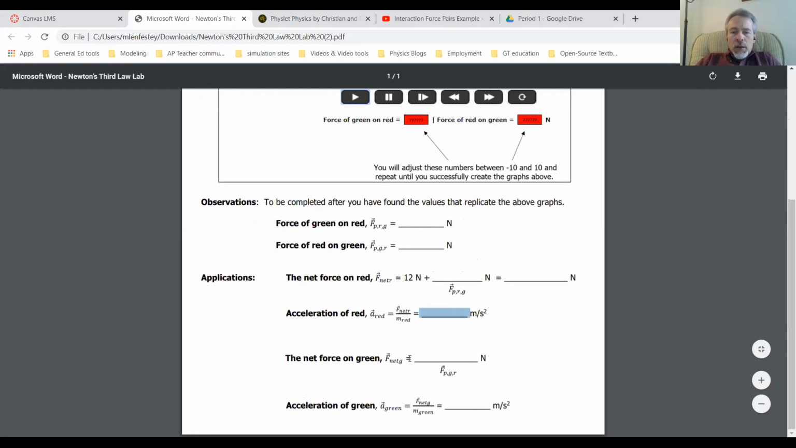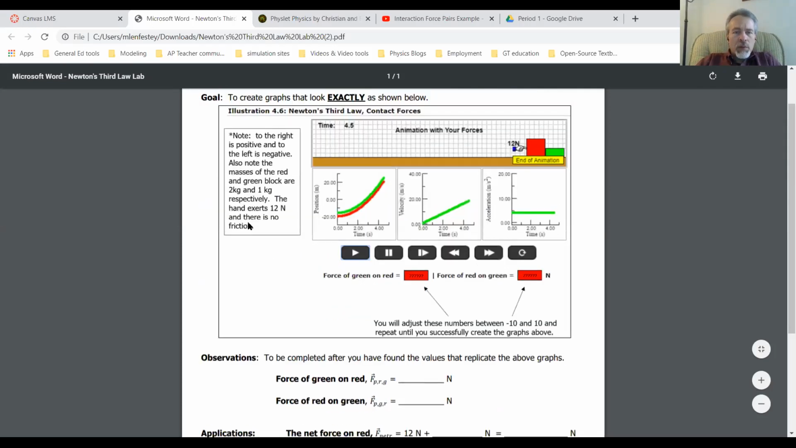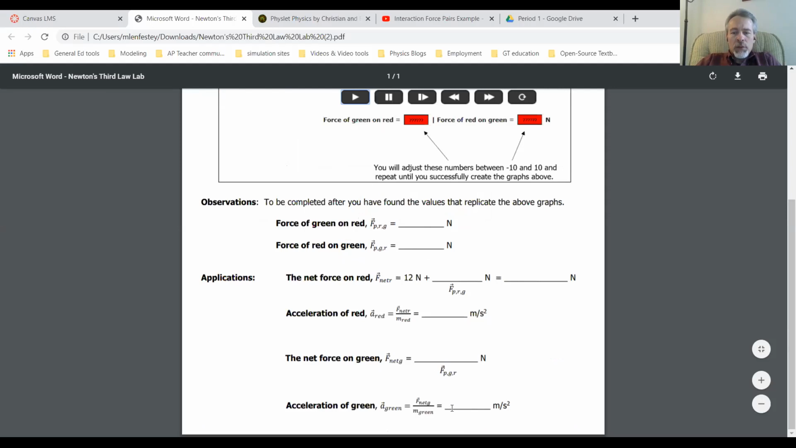And then you're going to take your net force of the green one. If you look right below, it says PGR. So whatever you have on this blank here, it's the same as this one. To find this last answer, you're going to take that net force that you found, whatever this blank is, and divide by the mass. Again, the mass of the green one is 1 kilogram. That'll give you the acceleration. Okay, so that's going to be your homework.